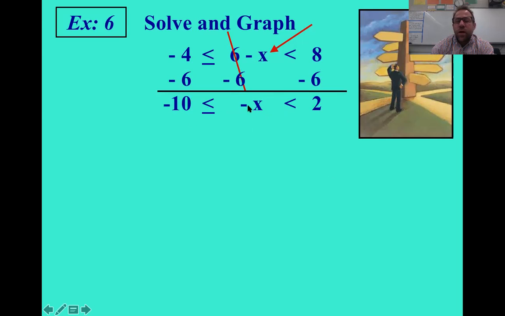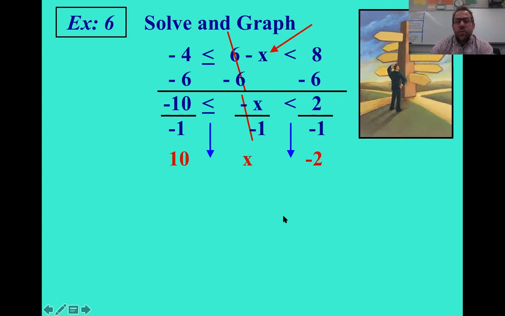So to get rid of that, I'm going to divide everything by -1. But when I divide by -1, that's going to change this. This was a -10. It's going to change it to a positive, which means I have to reverse my symbol. And over here, this was a +2, but now it's going to be negative. So I have to reverse that symbol.